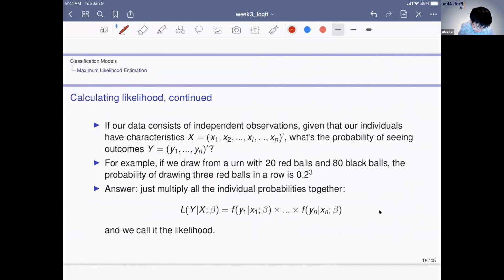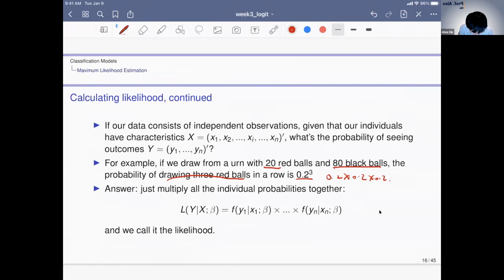So this is kind of like if you have a jar with 20 red balls and 80 black balls, and then you're drawing from that jar with replacement, and the probability of drawing 3 red balls would be 0.2 to the third degree, right? Because that's just 0.2 times 0.2 times 0.2, because you're drawing 3 times, and those are independent. So you just multiply these 3 probabilities.